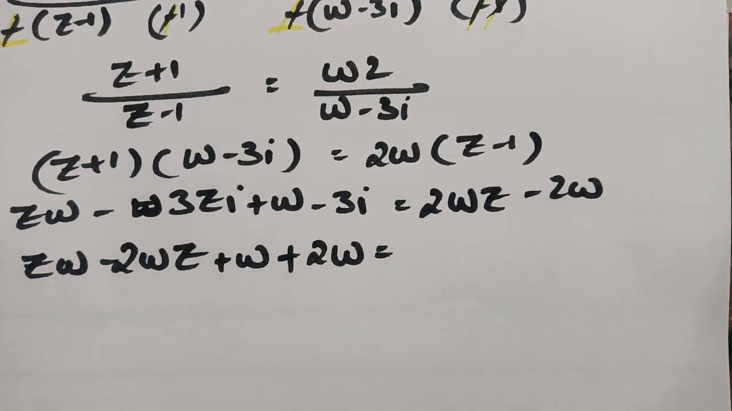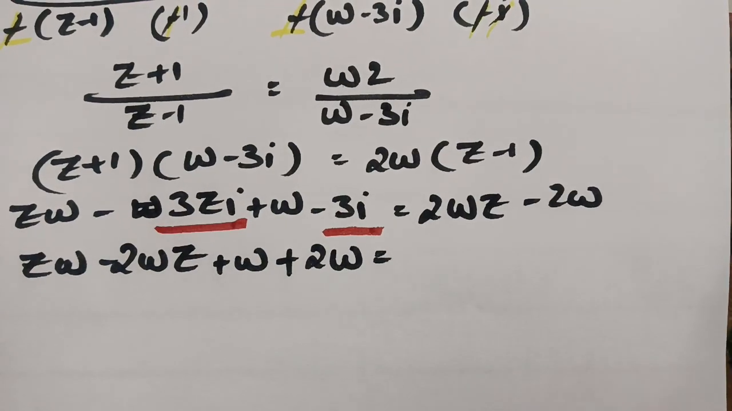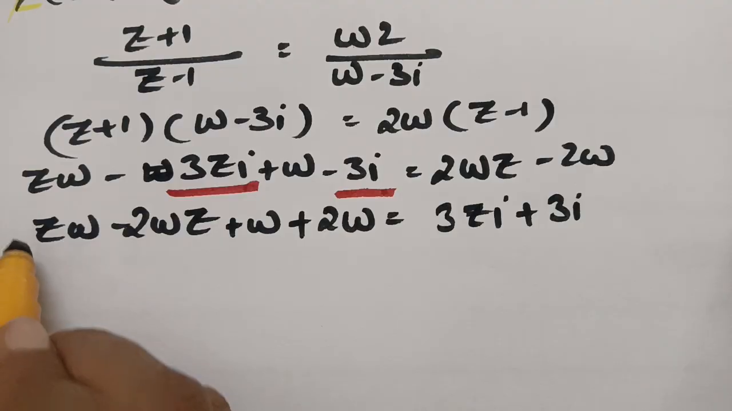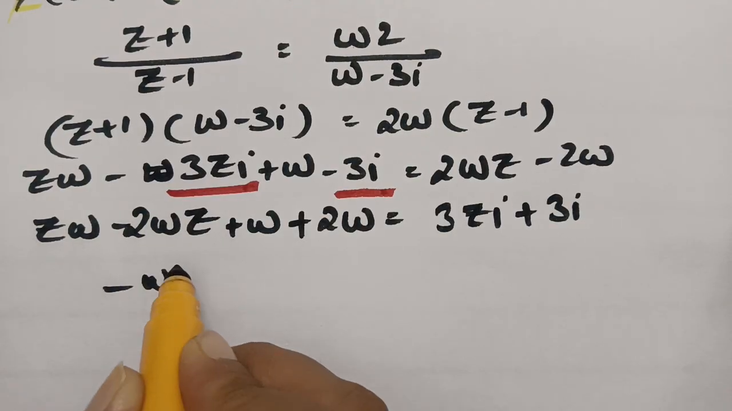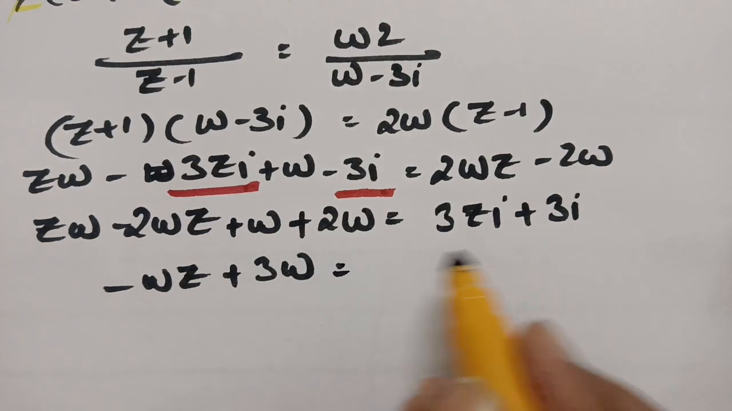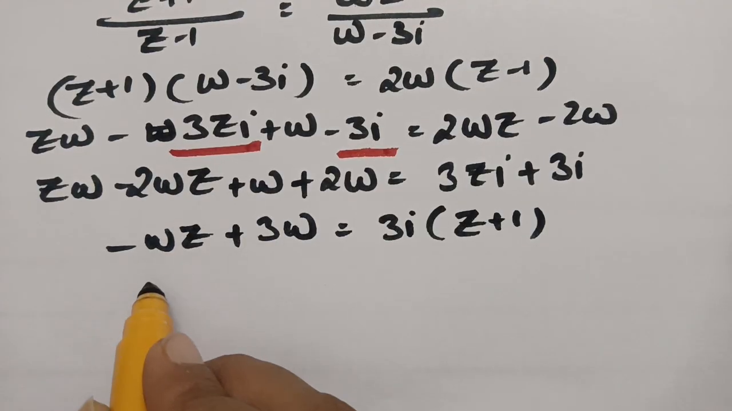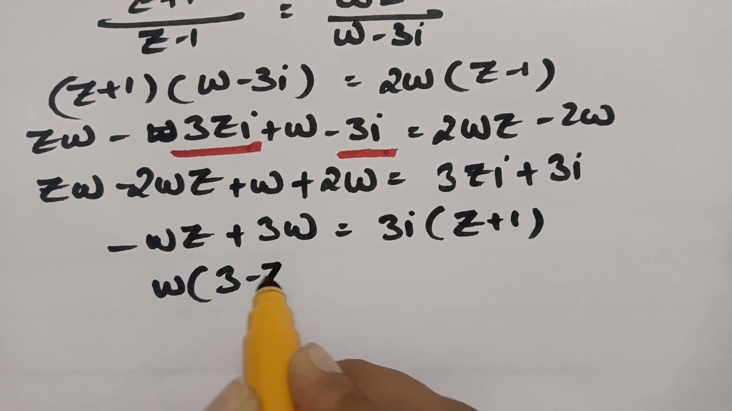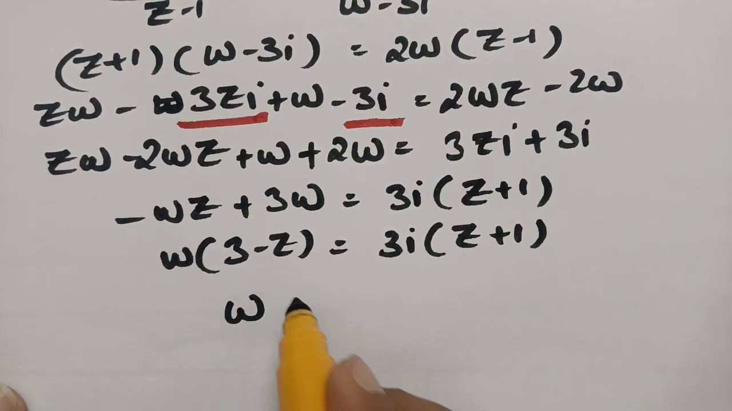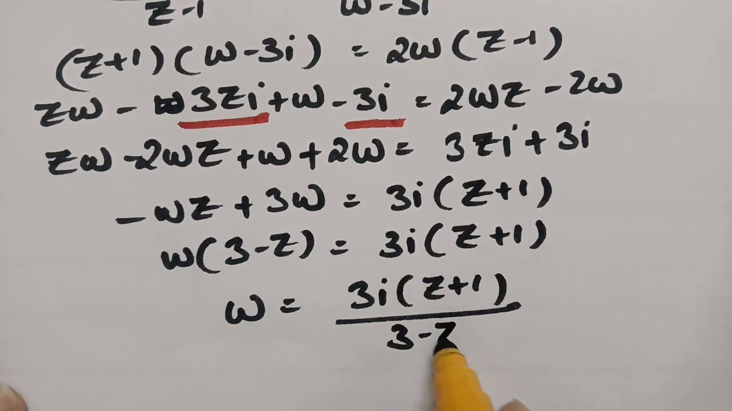If I send these z values, this is minus 3zi, and this is plus 3i. If I send to the other side, this will be 3zi positive, and this 3i is positive. See here, this is 1zi minus 2zi. So this will be minus wz, and this is 1w and 2w. So this will be 3w, which is equal to, if you take 3i common, this will be z plus 1. If you take w common, this will be 3 minus z is equal to 3i times of z plus 1. Clear? And now we need the value of w here. This will be 3i times of z plus 1 by 3 minus z.